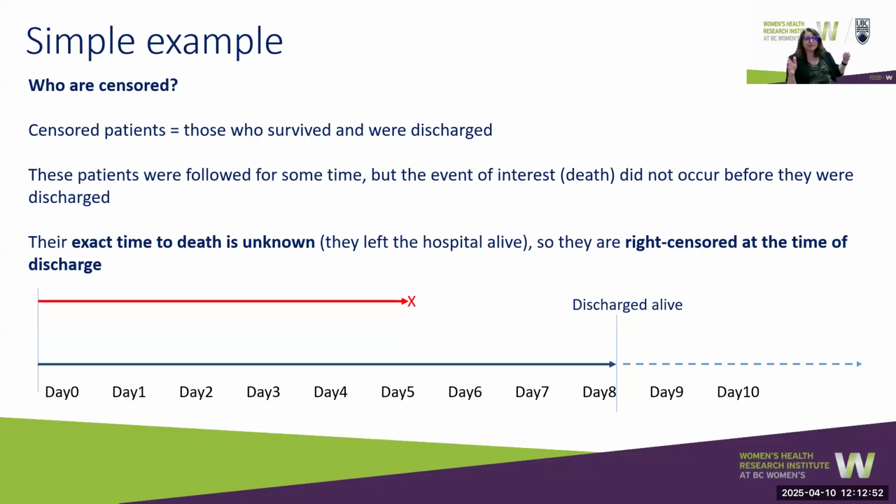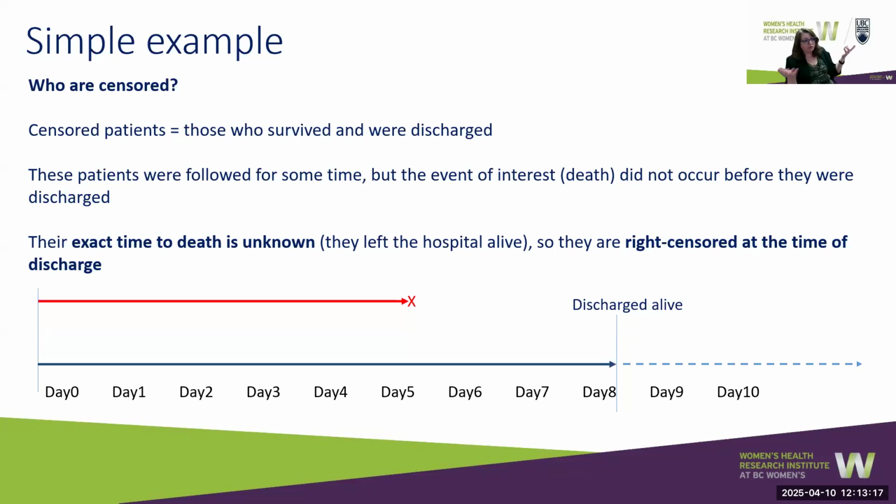Why is it called right censoring? Because they were discharged, but if our outcome is death, we don't know what happened to them after they were discharged. Maybe someone was discharged and died from sepsis 2 days later and was never admitted to the hospital again.